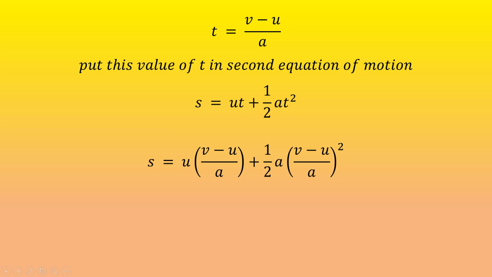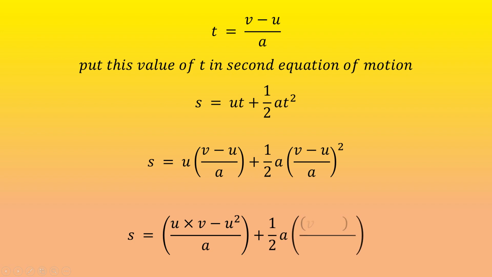In the next step, I'm going to multiply v minus u with u. So I'll get u into v, that is uv, minus u into u, that will be u square, and there will be a in the denominator. So I'll get u into v minus u square divided by a plus half a into, see here we have a divided by b to the power of 2, so we can write it as a square divided by b square, that is v minus u whole square divided by a square.